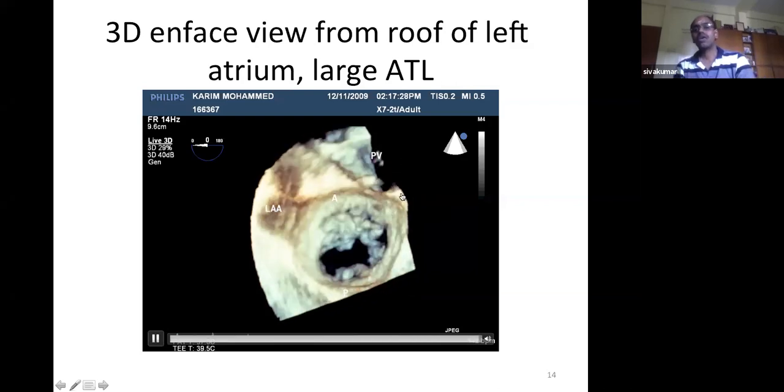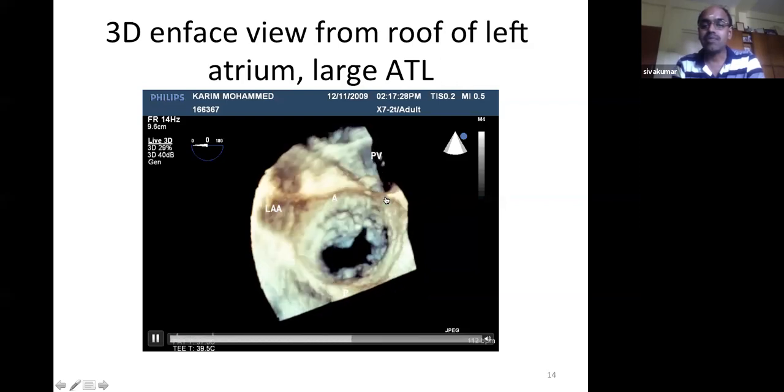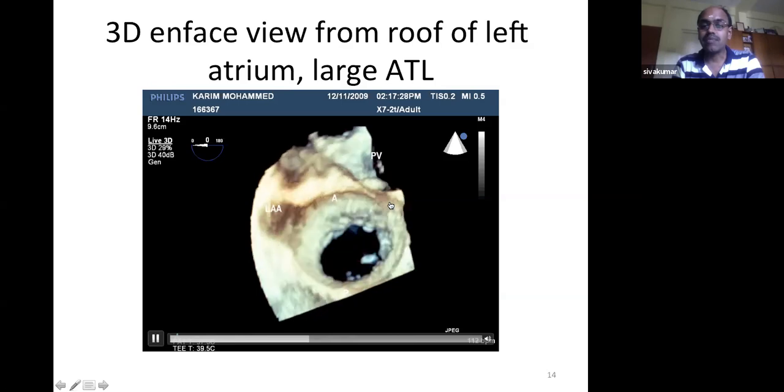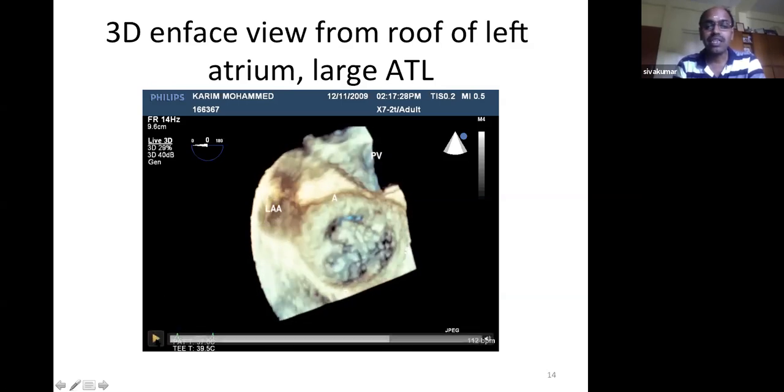Now, imagine this is the plane of the intraatrial septum. So this is the plane of the intraatrial septum. Whereas, now I'll try to freeze it. Let me try to see.